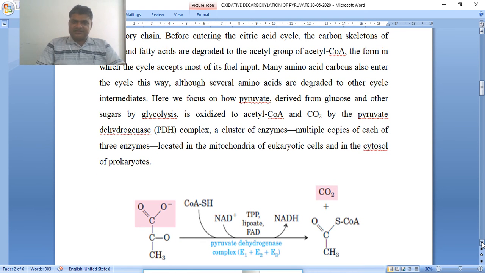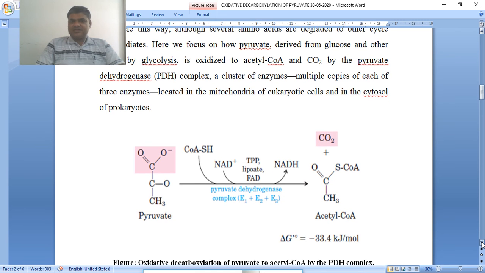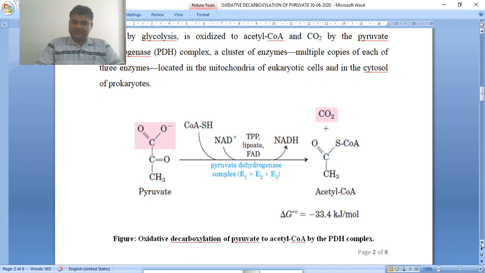Although several amino acids are degraded to other cycle intermediates, here we focus on how pyruvate, derived from glucose and other sugars by glycolysis, is oxidized to acetyl coenzyme A and carbon dioxide by the pyruvate dehydrogenase complex. Pyruvate dehydrogenase complex, or PDH, is a cluster of enzymes. Multiple copies of each of the three enzymes are located in the mitochondria of eukaryotic cells and the cytosol of prokaryotes.